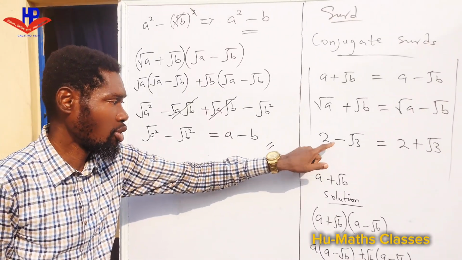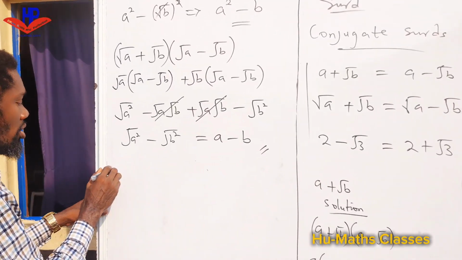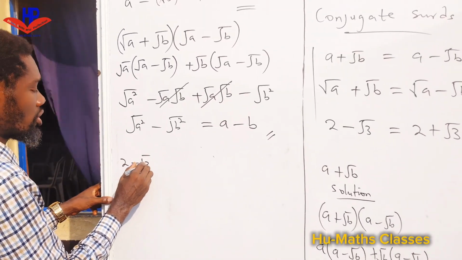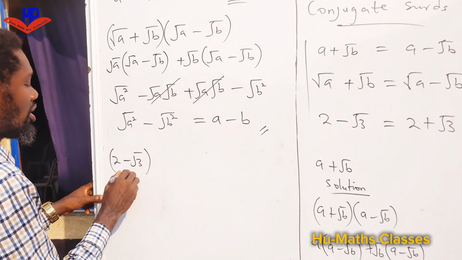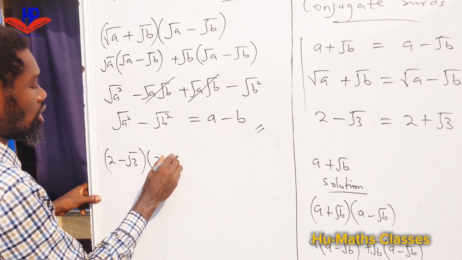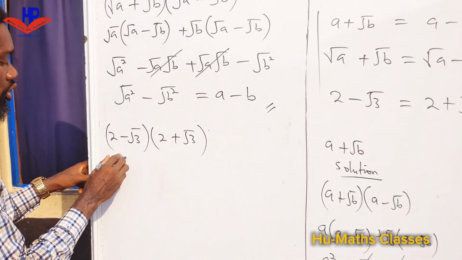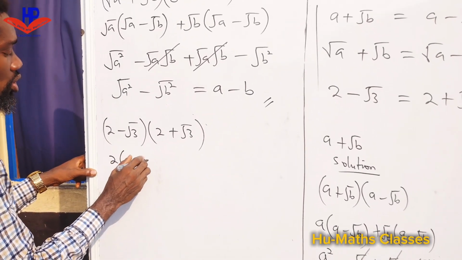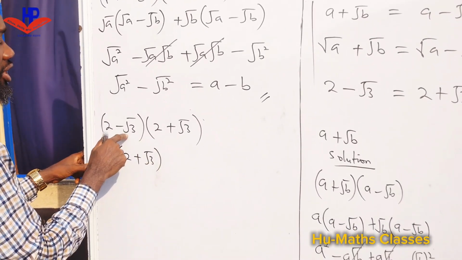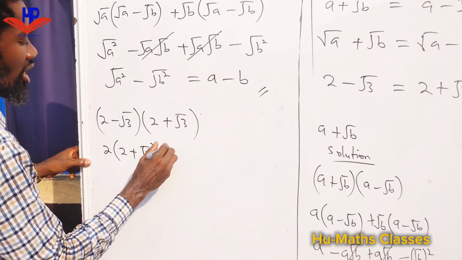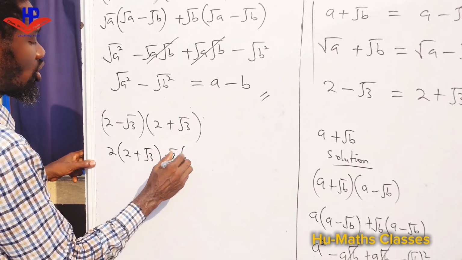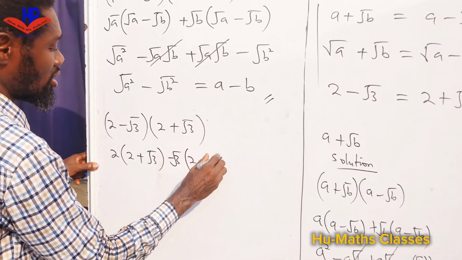Let's take the next example, the next one there. We have 2 minus root 3. Multiply by its conjugate, you have 2 plus root 3. The first number is 2. It will be used to open up the other bracket, 2 plus root 3. The next number is minus root 3. It will be used to open up the next bracket.